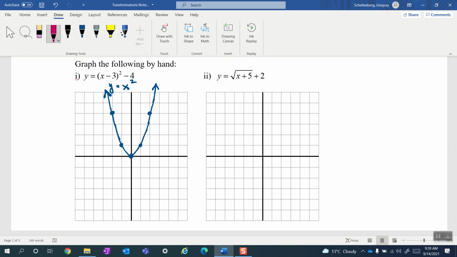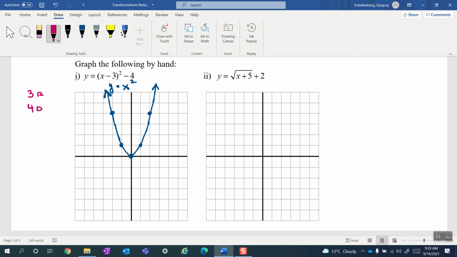Okay. Now let's identify the translations and then apply them to that graph. Okay, so we've replaced x with x minus 3. This is a shift of 3 units to the right. We've replaced y with y plus 4. Our q value is negative 4. That's a shift of 4 units down.